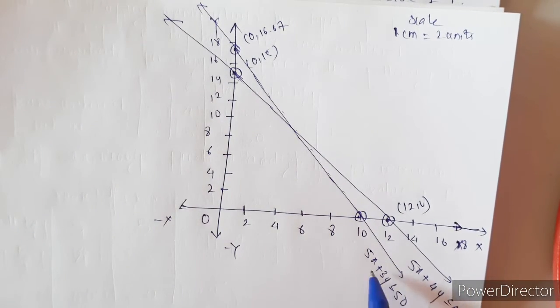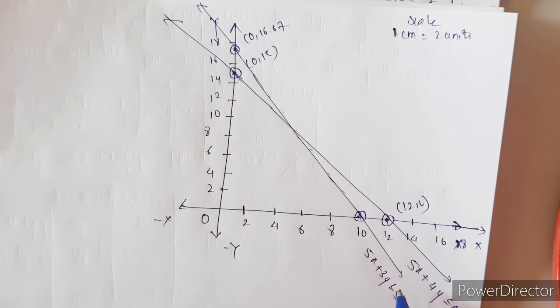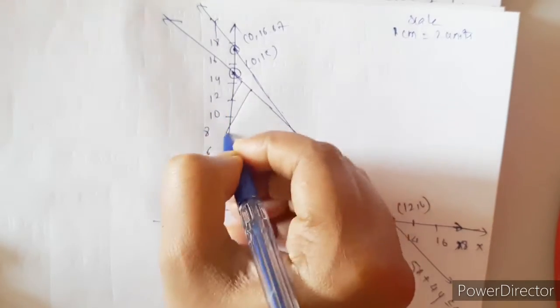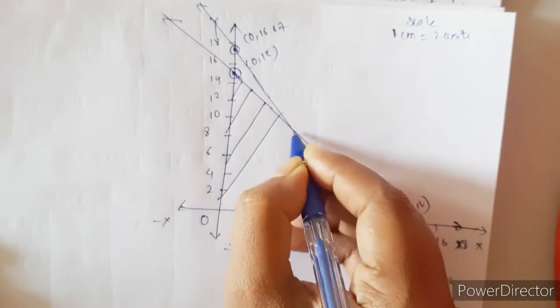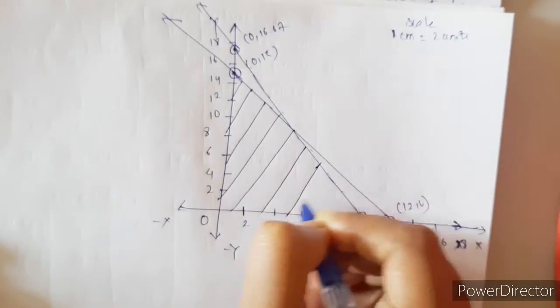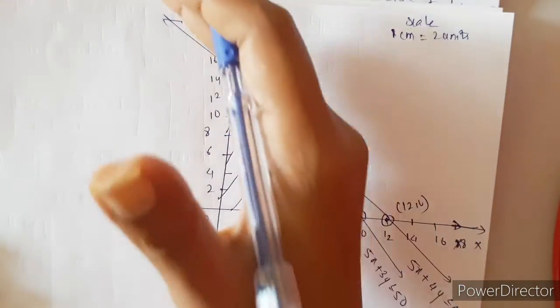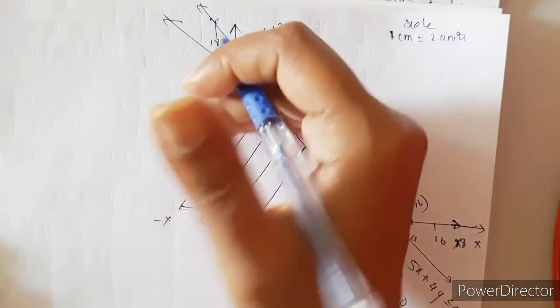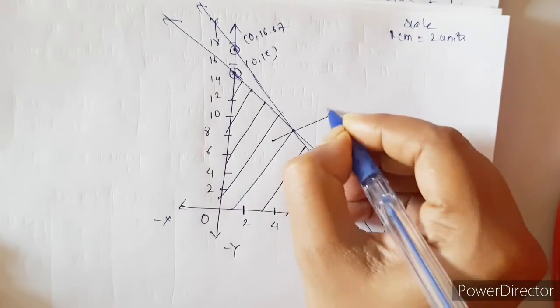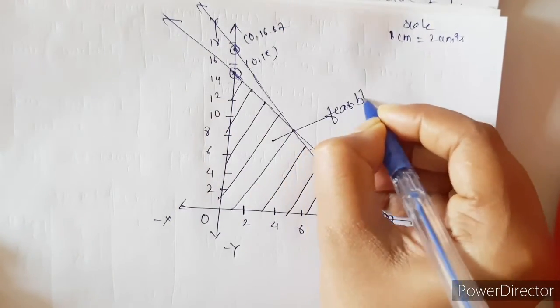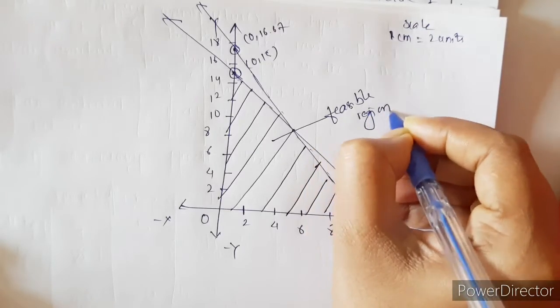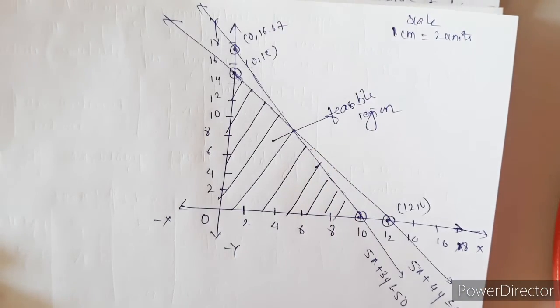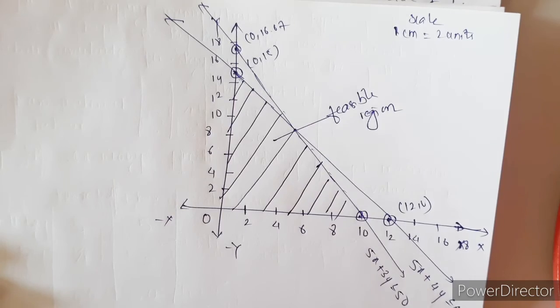Now this first line is less than or equals to 60, second line is less than or equals to 50, so it will be this area. Lesser part, then x is greater than or equals to 0, y is greater than or equals to 0. So this is our feasible region. Okay, we got our feasible region.